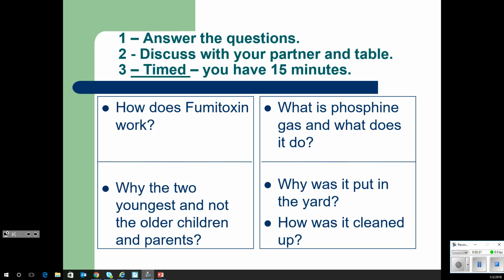Good. And they're also, if you think about it, babies and toddlers are usually where? On the ground. And that's where the heavy gas was. That's where the phosphine gas was. So what were some of the symptoms? What did the parents think they had? The flu or food poisoning, right? Because it looked like that.